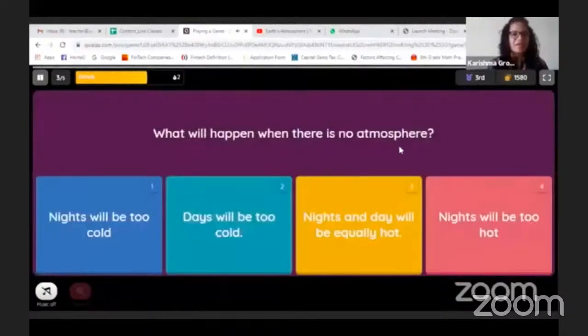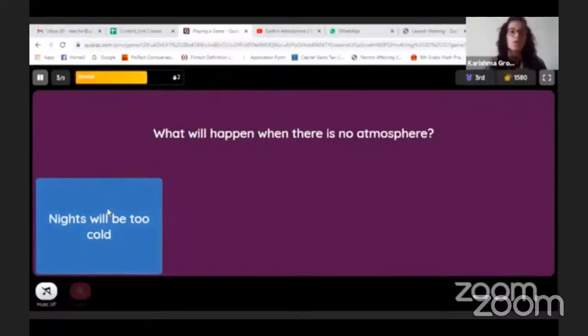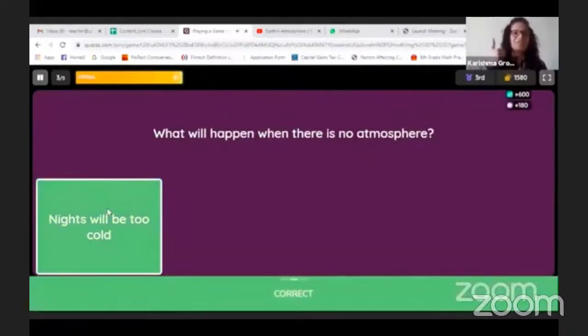Okay. Next question. What will happen when there is no atmosphere? Nights will be too cold, days will be too cold, night and day will be equally hot, nights will be too hot. If there is no atmosphere, days will be too hot and nights will be too cold. So extremes of temperature. So your answer is nights will be too cold. Good job, everybody.